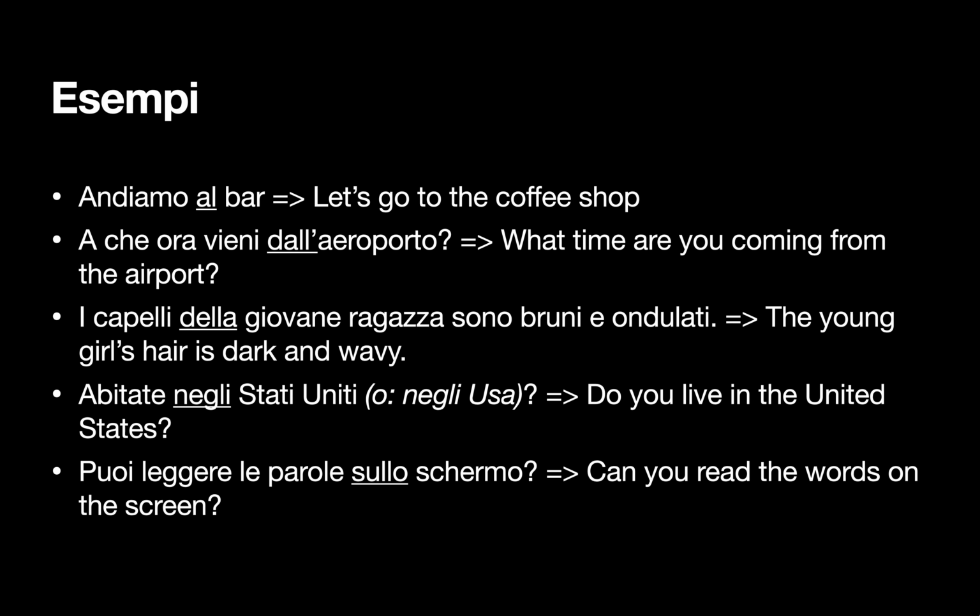I capelli della giovane ragazza sono bruni e ondulati. The young girl's hair is dark and wavy. So in this case, it's in Italian, you say the hair of the young girl is dark and wavy.